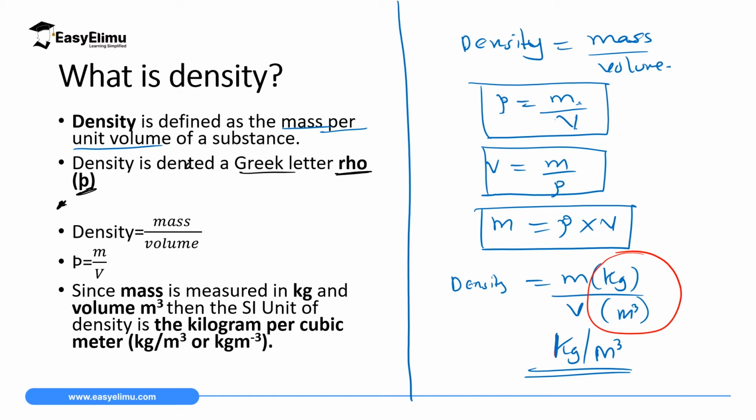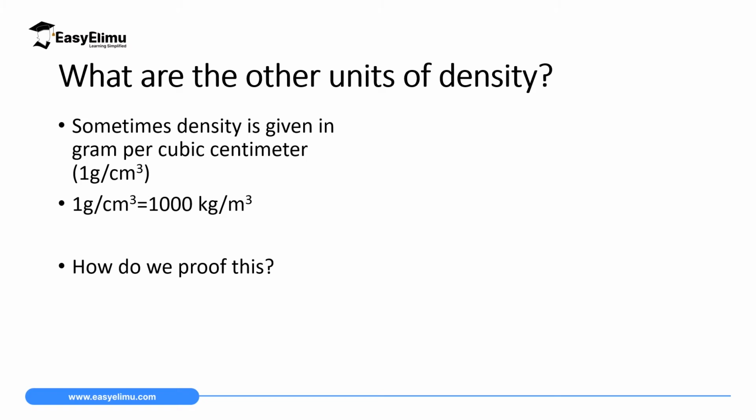So we are going to use this formula to calculate and do different questions, so be keen on it as we move forward. So what are the other units for measuring density? Density sometimes is measured in grams per cubic centimeter. The relationship is that 1 gram per cubic centimeter is equal to 1000 kilogram per cubic meter. But how is that possible?